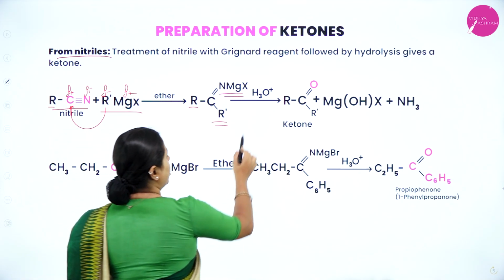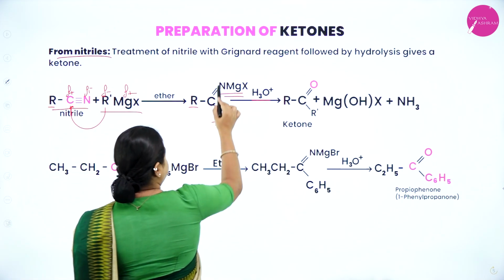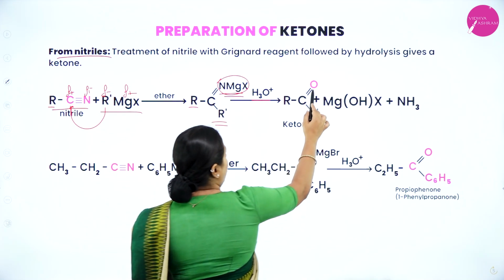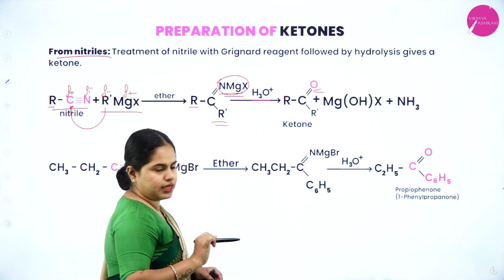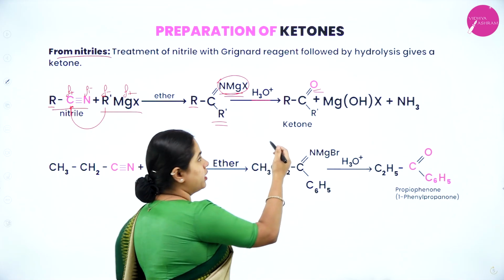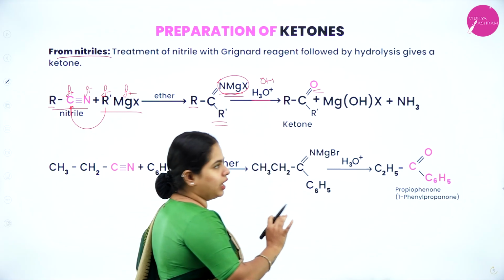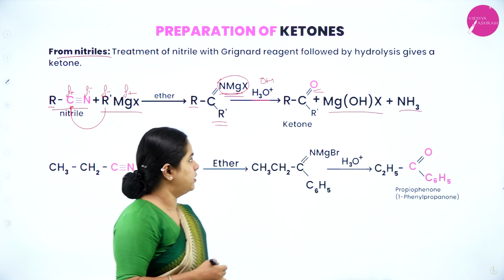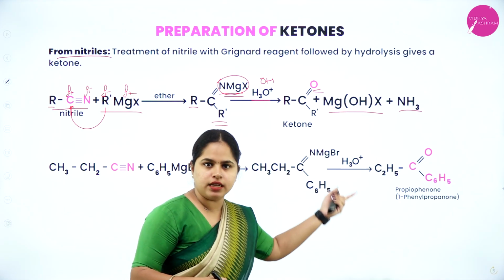Now it is going to undergo hydrolysis. We are going to add water. What is going to happen? This NMgX will be replaced by oxygen. We are going to hydrolyze it, right? And the alkyl group will remain as it is and this will remain. We are adding water, right? So you will have the OH also, which is going to combine with the magnesium and halogen to form MgOHX, and ammonia will be liberated. So what you are going to see here, RCOR dash, what is it? It is a ketone, right?